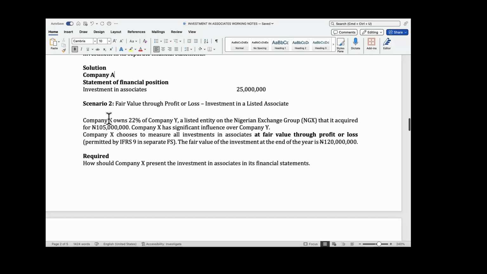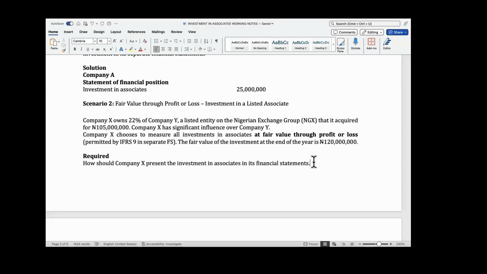Another one, it says company X owns 22% of company Y, a listed entity on the Nigerian Stock Exchange that it acquired for 105 million. Company X has significant influence over company Y. Company X chooses to measure all investments in associate at fair value through profit or loss, as permitted by IFRS 9 in separate FS. The fair value of the investment at the end of the year is 120 million. How should company X present the investment in associate in its financial statement?